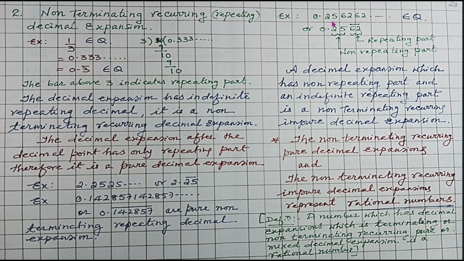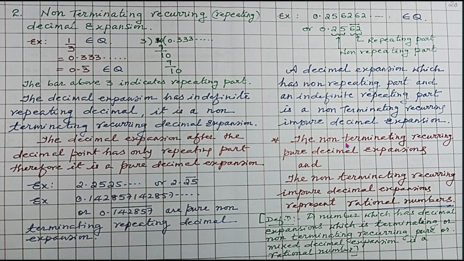Now let us take an example, 0.256262, and mind you, this is a non-terminating recurring decimal expansion, definitely a rational number, but you observe a very different thing here. Here 0.25 is not repeating, 62 is repeating. Therefore, this is a non-repeating part, this is a repeating part. Therefore, this is a non-terminating recurring but impure decimal expansion. It's an impure decimal expansion because it has both the non-repeating part and the repeating part.